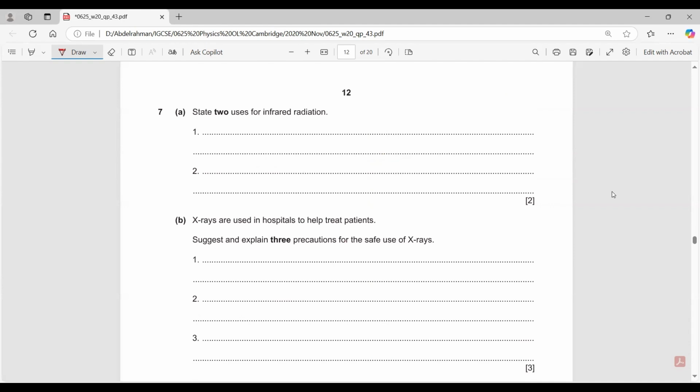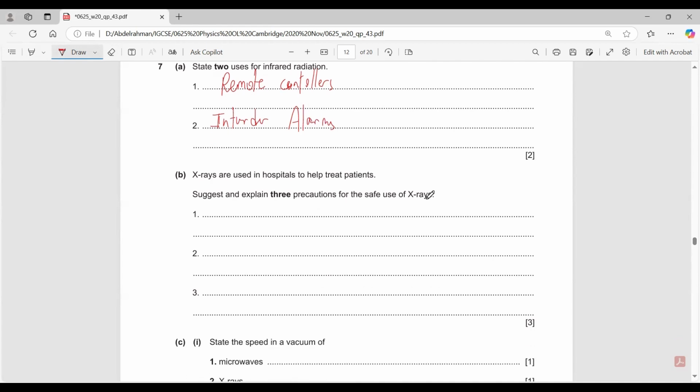Two uses of infrared radiation. What do we use them for? Most commonly, we use them for remote controllers and thermal imaging. Yes, it is correct. Thermal imaging is correct. You can say intruder alarms as well. So you can say remote controllers and intruder alarms.